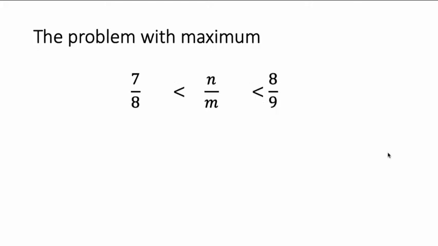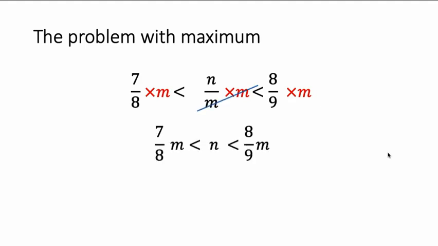Well, to answer this question, we'll have to dig in further. By multiplying these three fractions with m, and after canceling the two m's, we can get that 7 over 8 times m is lesser than 8m over 9. Notice that the question said that there is only one set of answer, and there's another trick. n must be an integer.